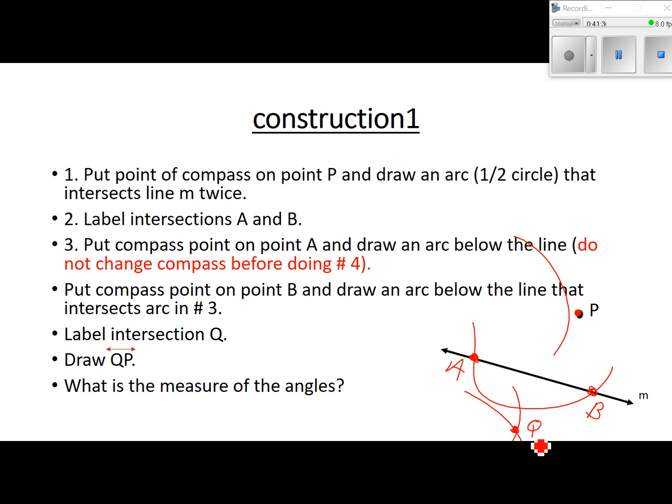draw line QP. How are you going to draw line QP? Take your ruler and draw a line that goes through Q and P. Mine there didn't work out too well because I wasn't using a ruler. I'm going to come over here. Oops, mine didn't work out very well there either. I missed Q completely, but you get the idea, right? It's supposed to go through that point Q down there.